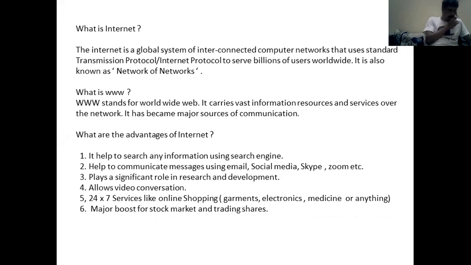Now, in this chapter, we are going to discuss the internet. What is the internet and why do we require some protection on the internet? The internet is a global system of interconnected computer networks that use the standard Transmission Control Protocol or Internet Protocol to serve billions of users worldwide. It is also called a network of networks.